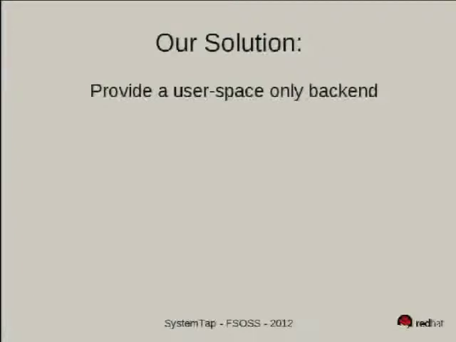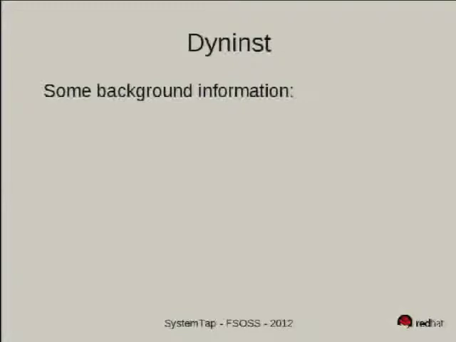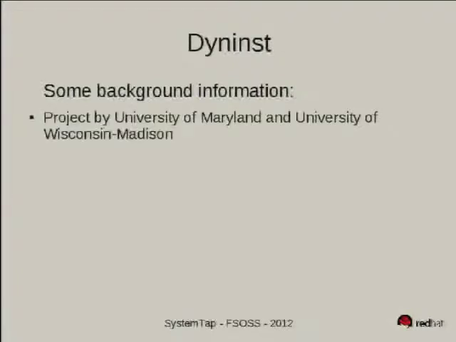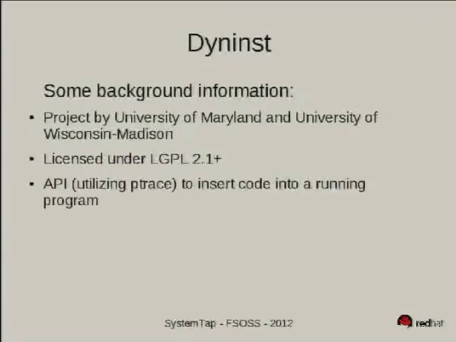And to do that, we found a tool called Dyninst. As a bit of background, it's a project that was started by the University of Maryland and the University of Wisconsin-Madison. It's licensed under the LGPL, which means we can use it and benefit from it. Essentially, it's an API which utilizes ptrace and inserts code into a running program, and we can change the code that's running based on our needs with the SystemTap script.